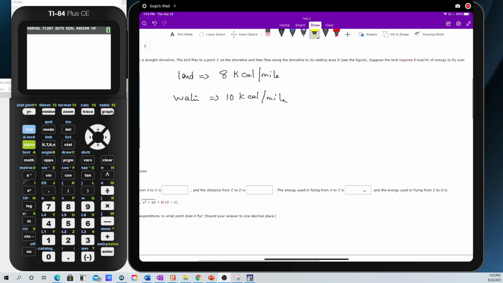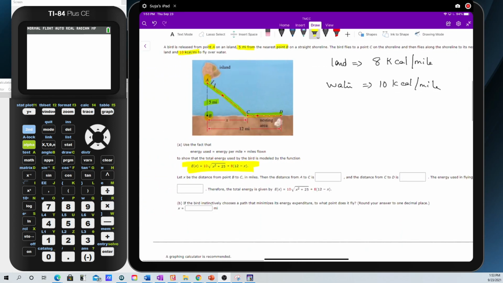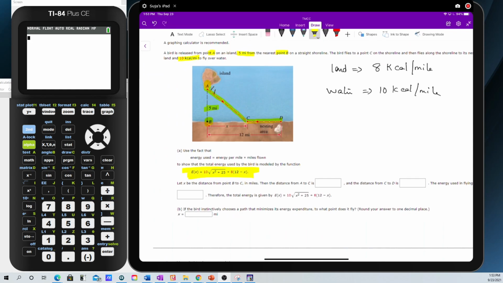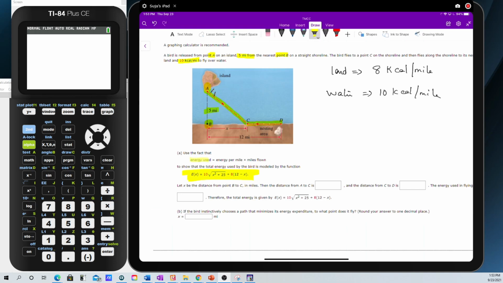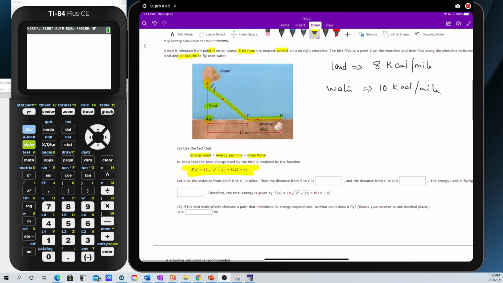Okay, now imagine if this equation was not given to me, I should be able to write this out. And in order to write this, the formula that has been used is the energy used is equal to the energy per mile times the miles flown. So first we need to know the distance, miles, right? So that's what filling the blank spaces in here would be. So to begin with, the question says x is the distance from point B to C, so they already gave me x is the distance from point B to C, then the distance from point A to C is what? This is where the question mark is, right?